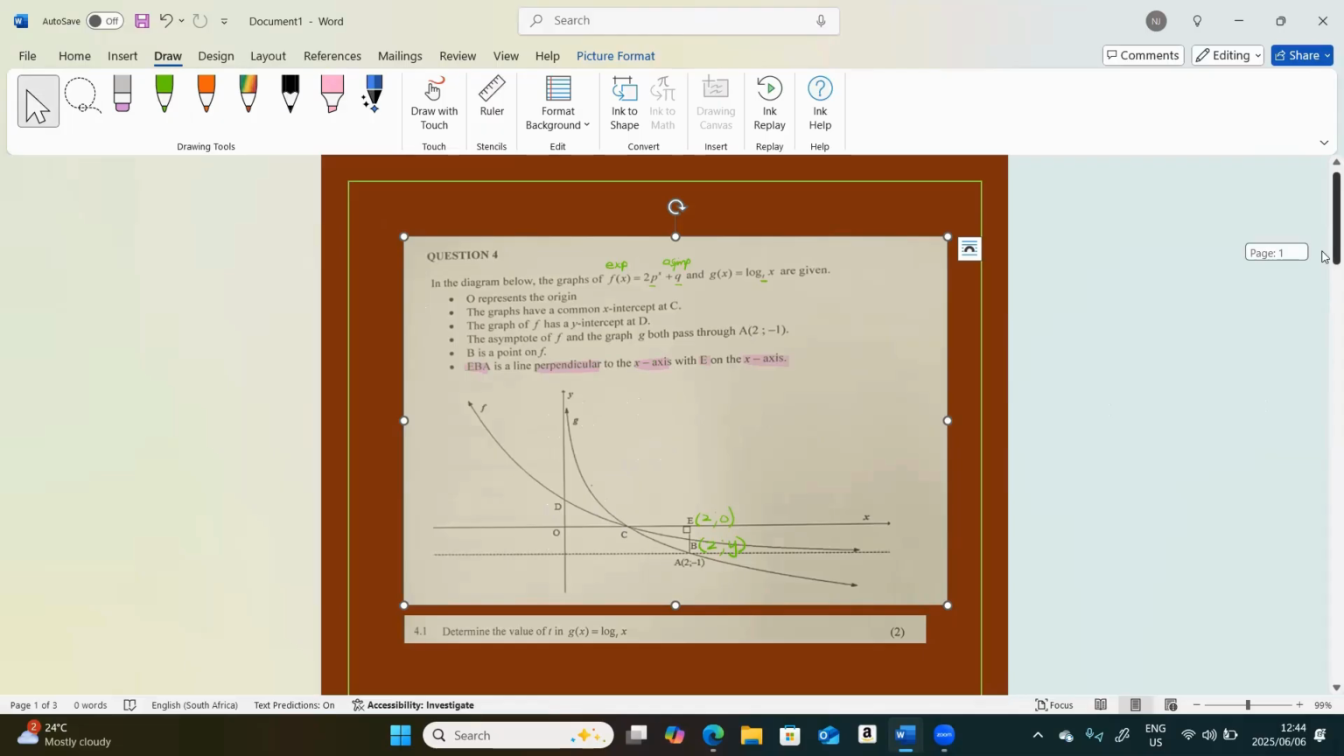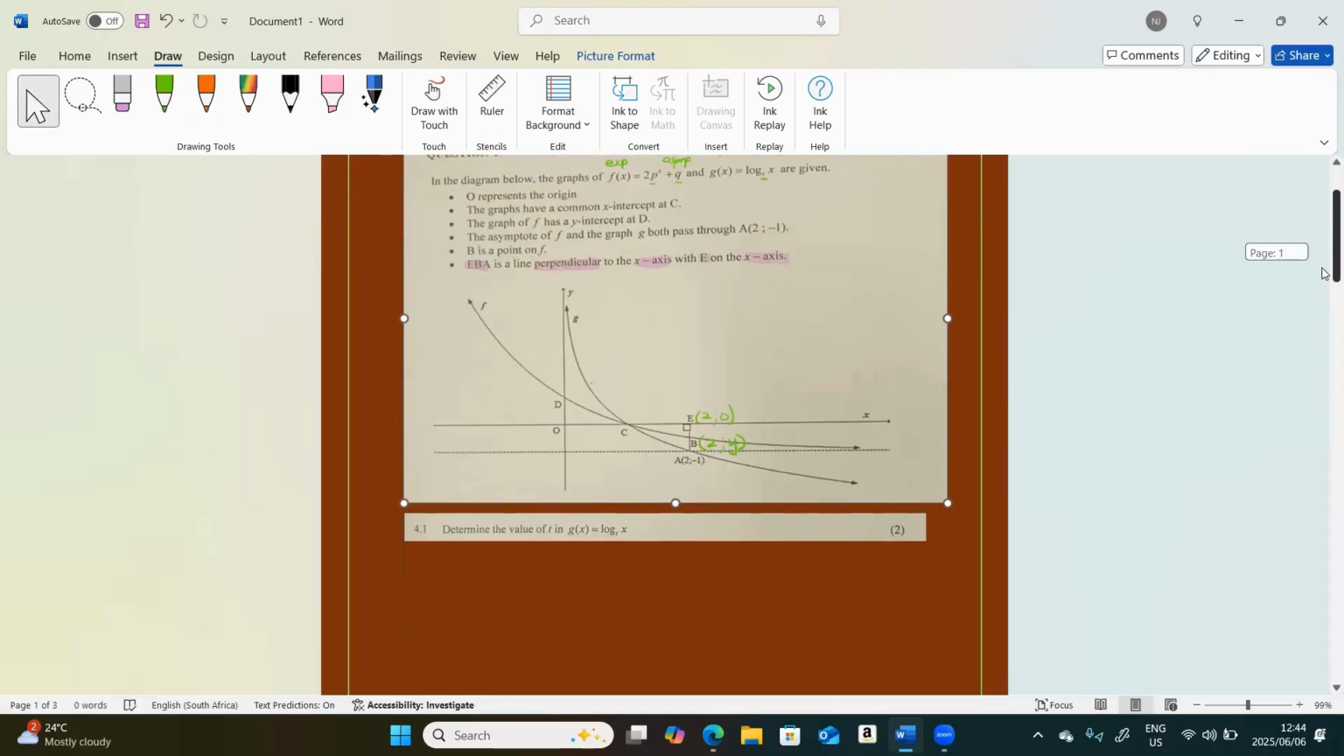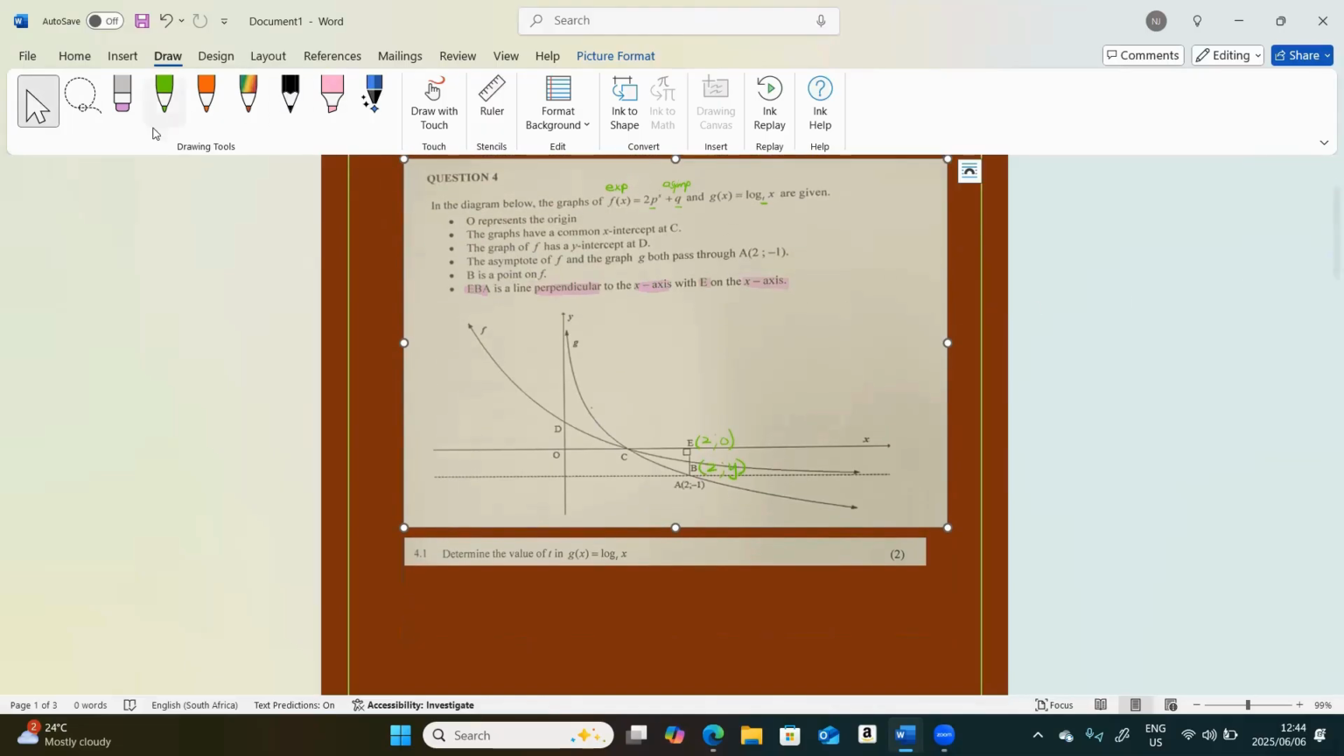Okay, question 4.1. Determine the value of t in g(x) equals log x to the base t. So we need to solve for t.